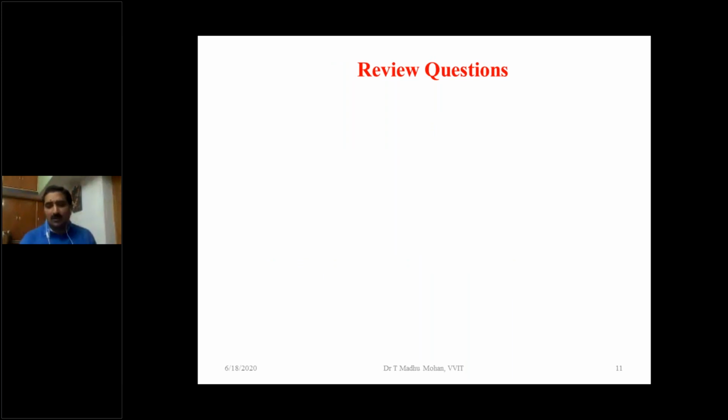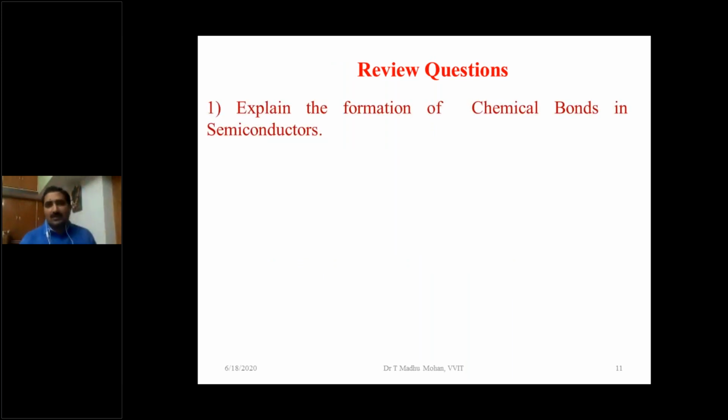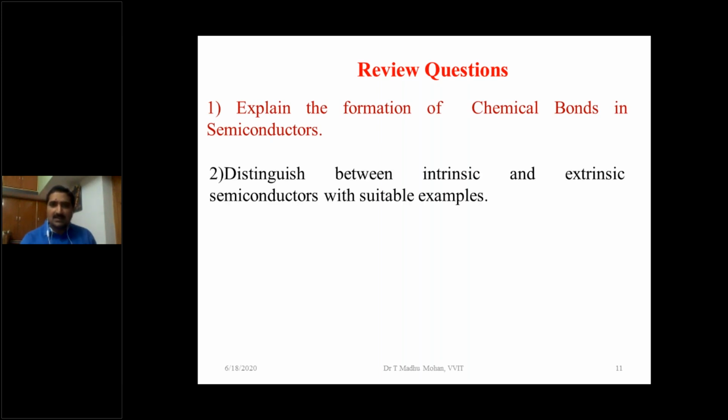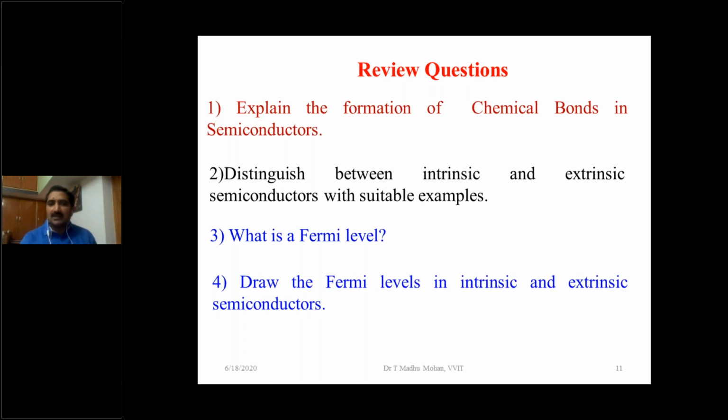So, review questions from the above topics. Explain the formation of chemical bonds in semiconductors. Distinguish between intrinsic and extrinsic semiconductors with suitable examples. What is a Fermi level? Which is a very, very short answer. Draw the Fermi level in intrinsic and extrinsic semiconductor. This is also a short answer.